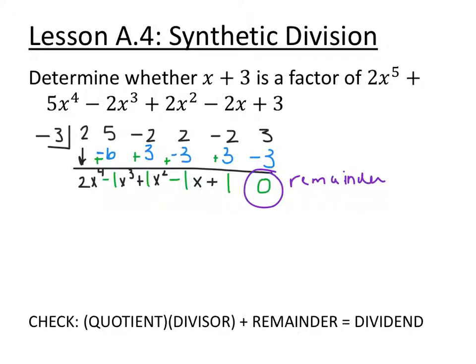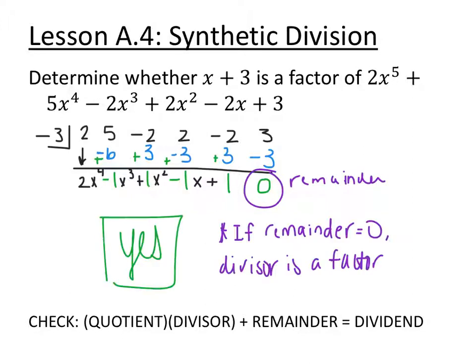So if I asked you what the answer would be if I divided these, start with one less power. It started at degree 5, so it's going to be degree 4. You get 2x to the 4th minus x cubed plus x squared minus x plus 1 with a remainder of 0. So to answer the question of whether or not it is a factor, your answer would be yes. If your remainder equals 0, this is called the remainder theorem, then whatever your divisor was is a factor of your dividend.